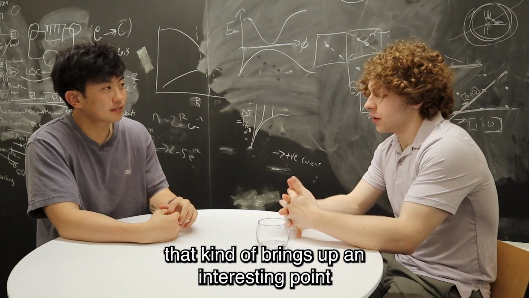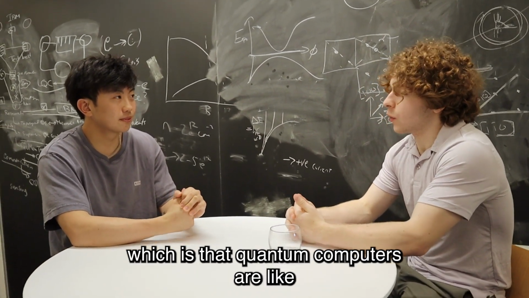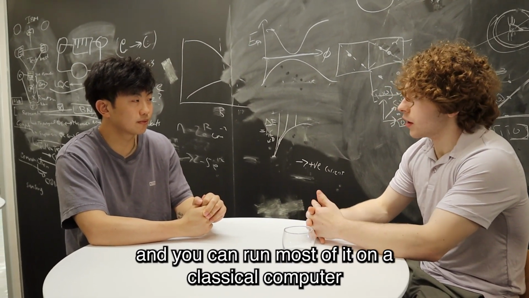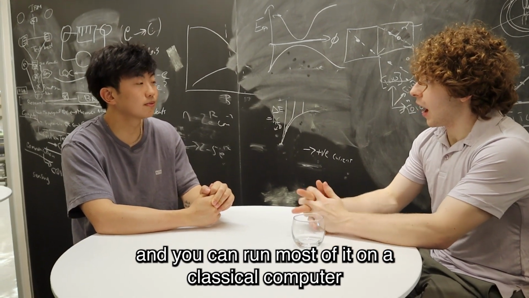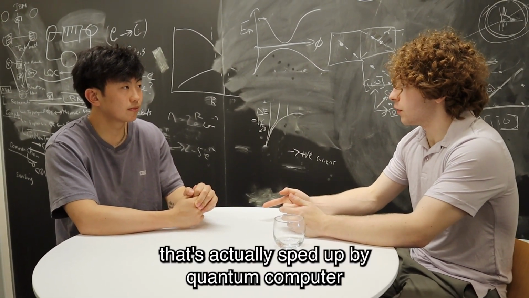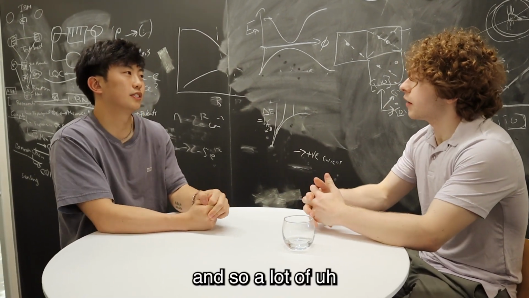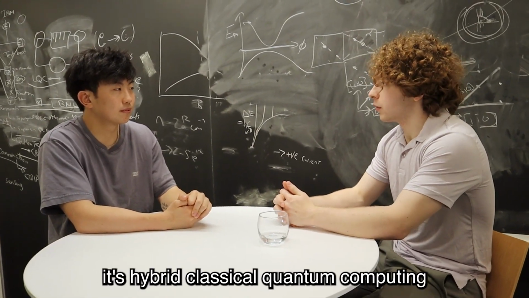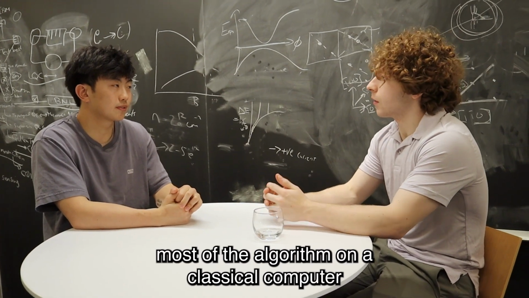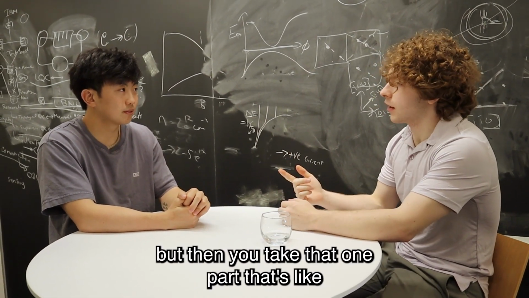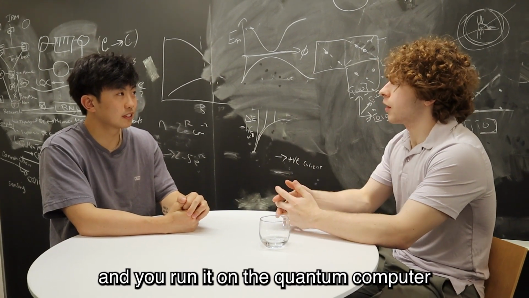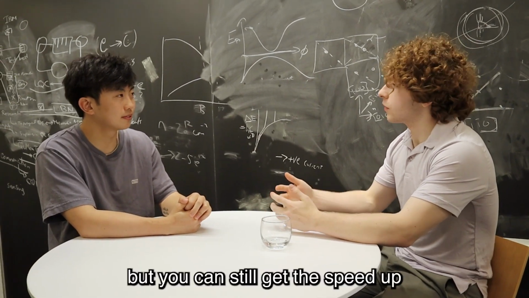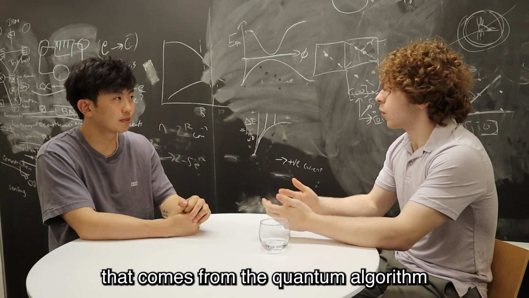And that actually brings up an interesting point, which is that one of the most interesting things about quantum computers is that you can take a quantum algorithm, run most of it on a classical computer, and then pick the one part that's actually sped up by a quantum computer and run it quantum. So a lot of what we see as the future for quantum computing is hybrid classical-quantum computing, where you run most of the algorithm on a classical computer, but then you take that one part that has really bad time complexity scaling and run it on the quantum computer, which can process it faster. That way you don't have to worry so much about the overhead, but you can still get the speedup that comes from the quantum algorithm.